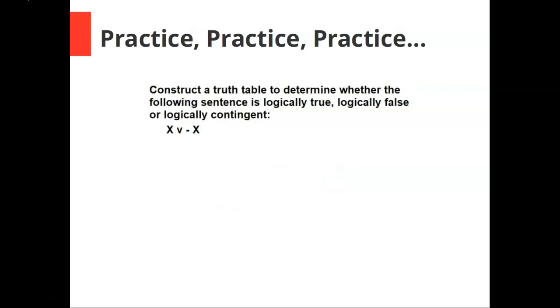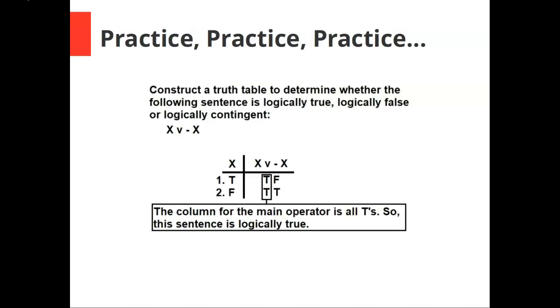Here's another example for you to try. Construct a truth table to determine whether the following sentence is logically true, logically false, or logically contingent. And here is the answer. The column for the main operator is all T's, so this sentence is logically true.